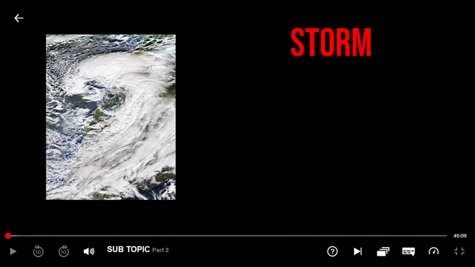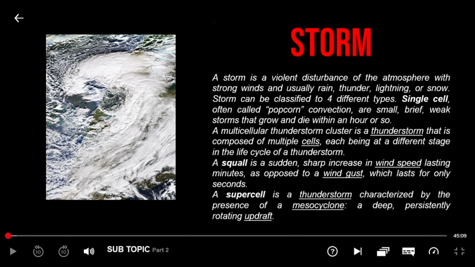Next effect would be storm. As we all know, a storm is a violent disturbance of the atmosphere with strong winds and usually rain, thunder, lightning, or snow. So there are four types of storm. That would be single cell. Single cell storms, often called popcorn convection, are small, brief, weak storms that grow and die within an hour or so. The second type would be multicellular thunderstorms.